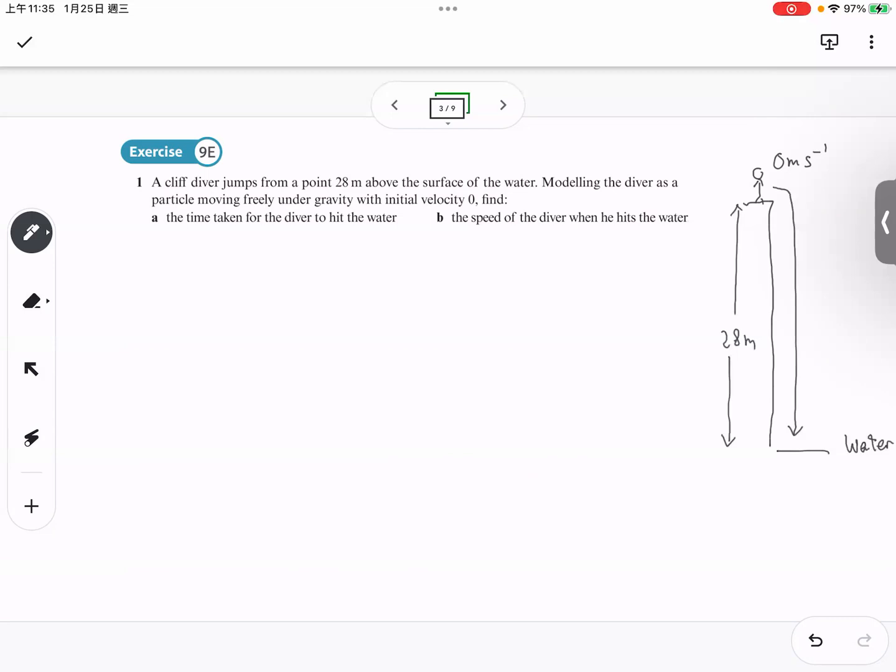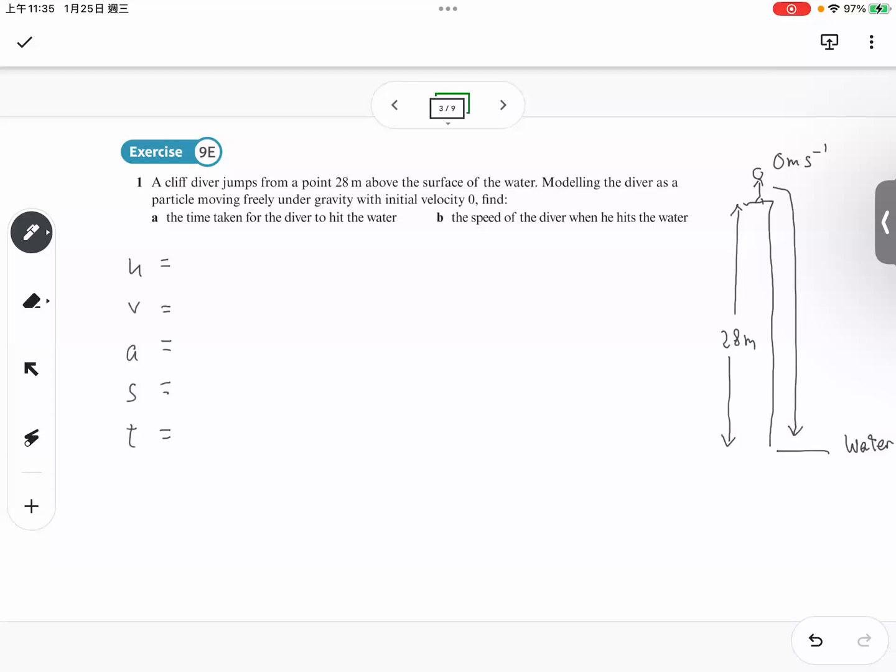I will give you some time. Please pause the video and find out what information is given. For example, you have U, V, A, S, T. Can you find something in this question? After you do this, please play the video again. Okay, thank you for coming back.